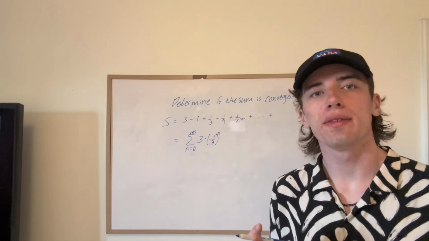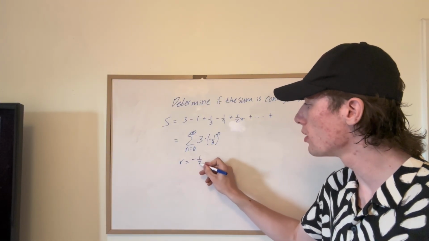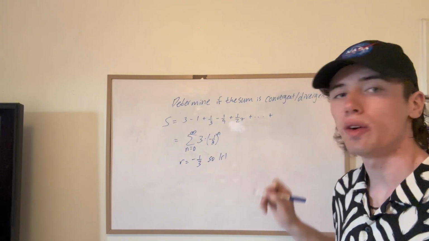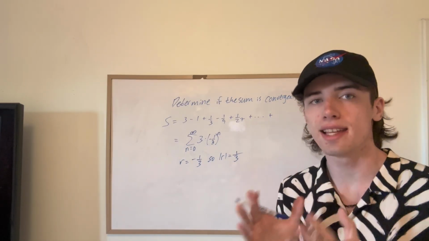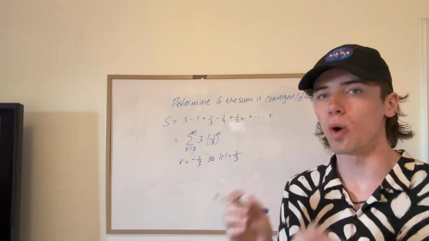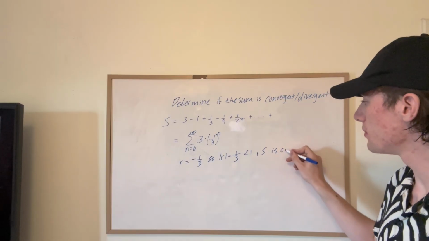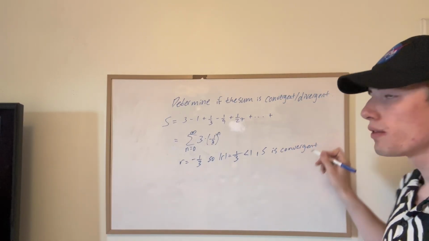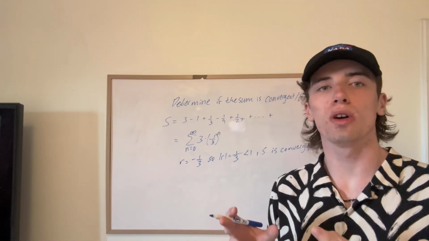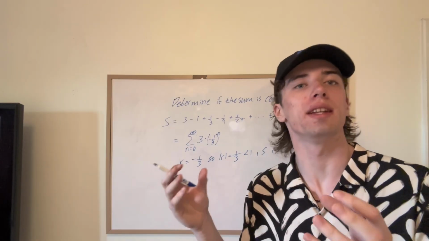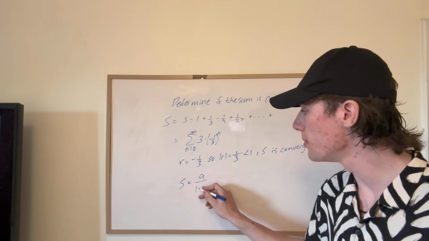Now, we're going to see if this is convergent or divergent. So my r value is equal to negative 1 over 3. So the absolute value of r equals 1 over 3. And because this absolute value of r is less than 1, we can say that s is convergent from the conditions that I mentioned at the beginning of the video. And if it's convergent, that means that the sum is going to evaluate to a specific number when we have infinitely many terms. And the formula for that is s equals a over 1 minus r.